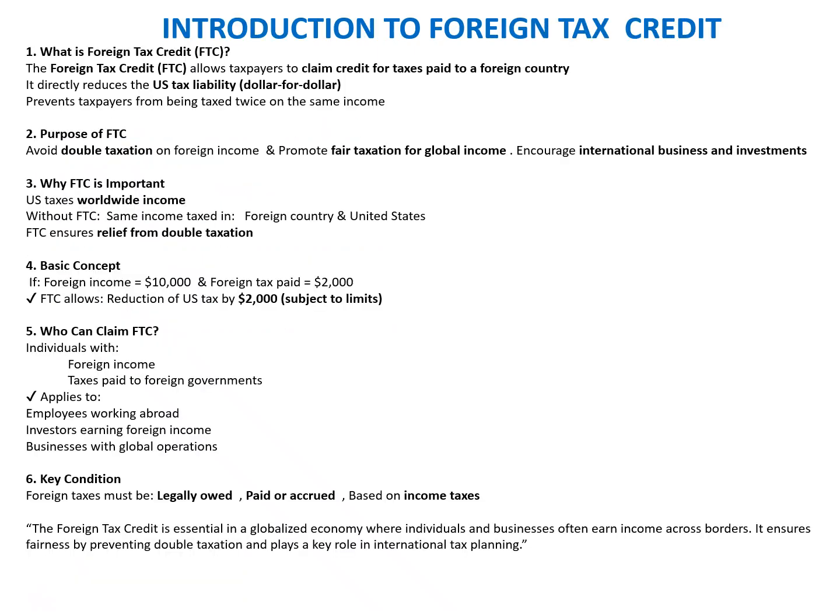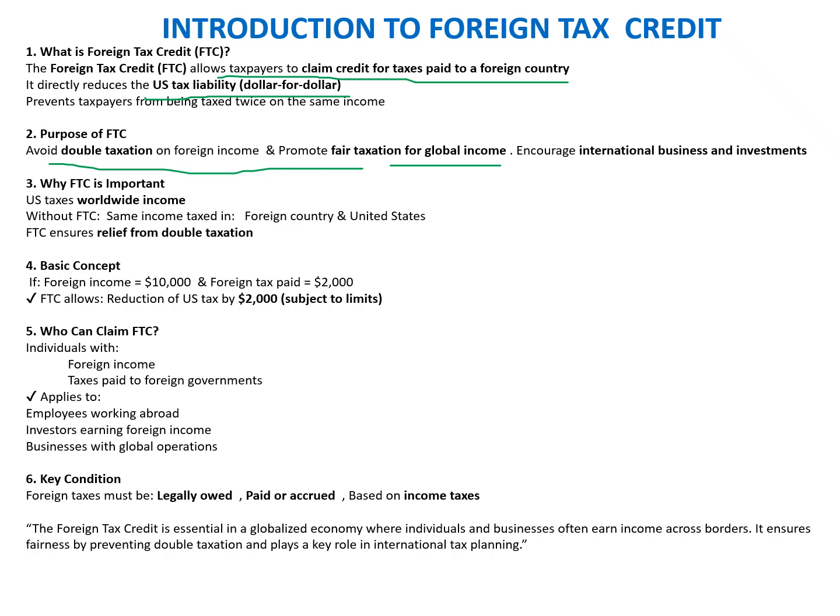Okay, let's understand the concept of the foreign tax credit. So what is the foreign tax credit? The foreign tax credit allows a taxpayer to claim a credit for the taxes paid in a foreign country, which means that it directly reduces the US tax liability, dollar to dollar. The purpose of the FTC is to avoid double taxation on foreign income and promote fair taxation of global income. Typically, a US individual who earned income from another country and had taxes deducted in that country can claim those taxes as a foreign tax credit.